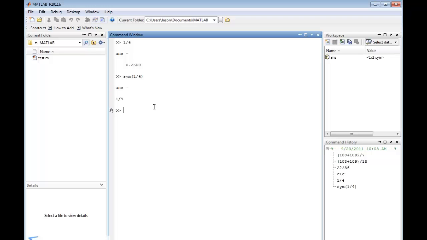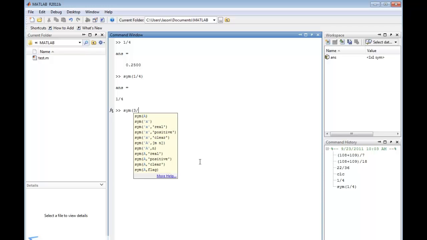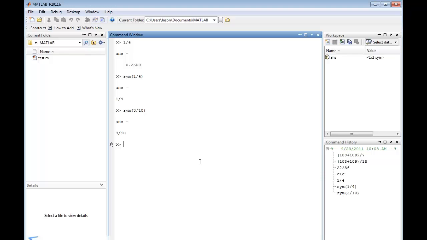So hit enter. Notice we don't get 0.25. It just gives us an answer of 1/4, because it didn't divide this and give us a decimal. It's telling it to treat it as a symbol, a general mathematical object, right? So I can do this for any sort of division. I could say 3/10, and of course, it's not going to give me a decimal back. It's going to give me the fraction back.